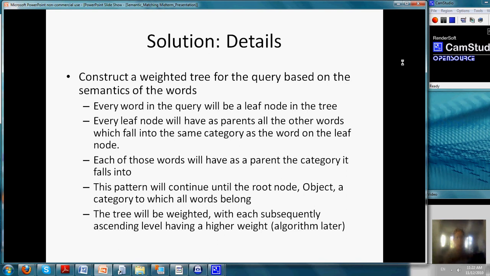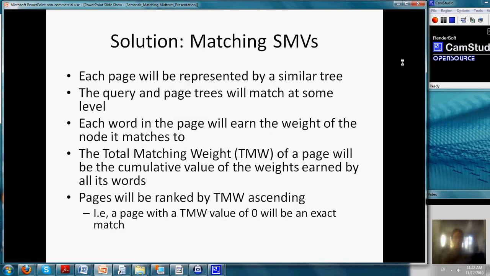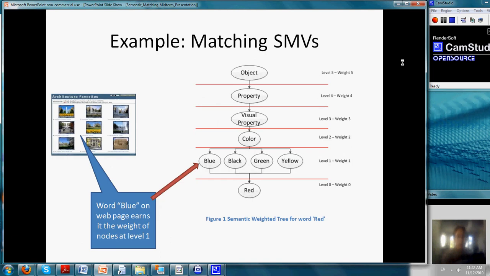The tree will be weighted, with each subsequently ascending level having a higher weight and thus incurring a heavier penalty on the words from the web page which match nodes at that level. So here's a sample query tree, and each page will be represented by a similar tree, and each word on the page will earn the weight of the node it matches to. The total matching weight of a page, or TMW, will be the cumulative value of all the weights earned by its words, and pages will be ranked by TMW ascending. So a page with a TMW value of 0 will be an exact match. So here we have the query of the word red, and a word blue on a web page will incur the penalty of the weight at level 1.